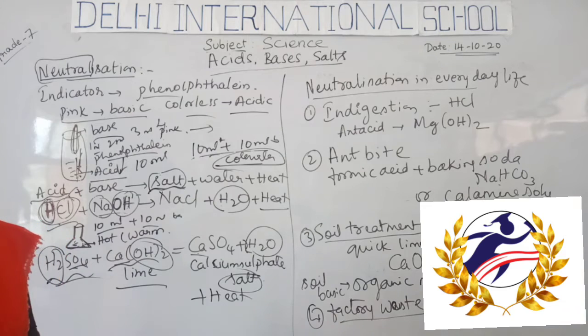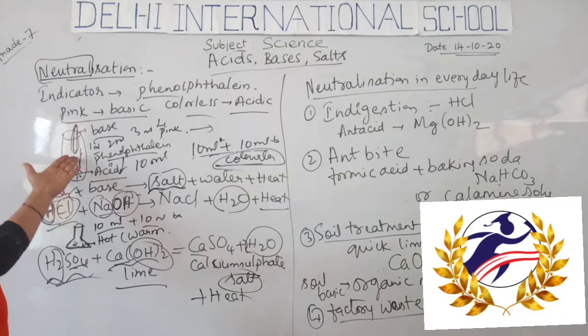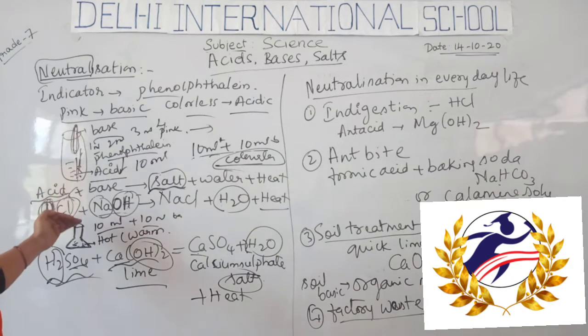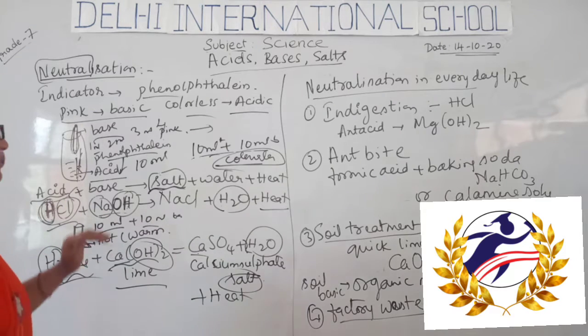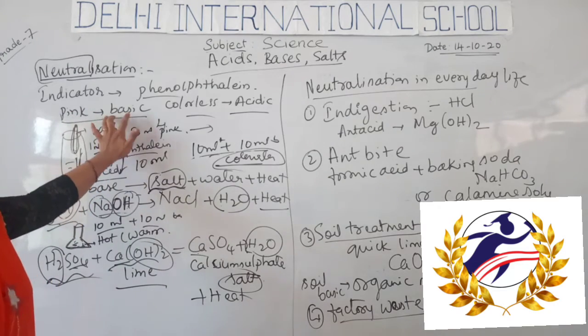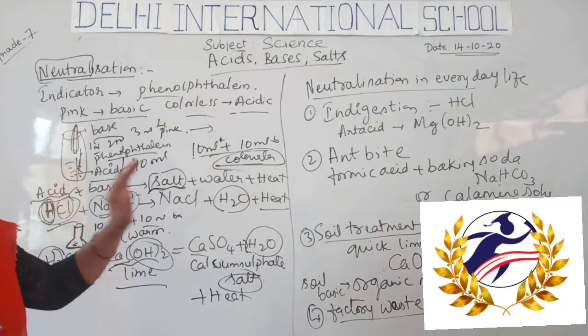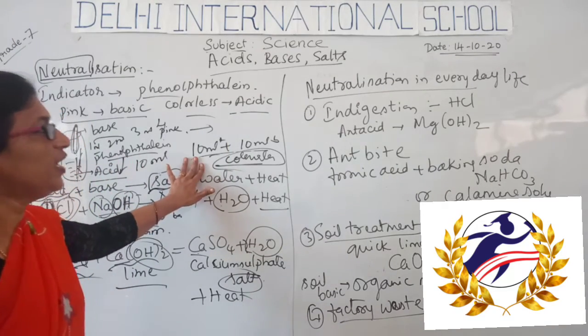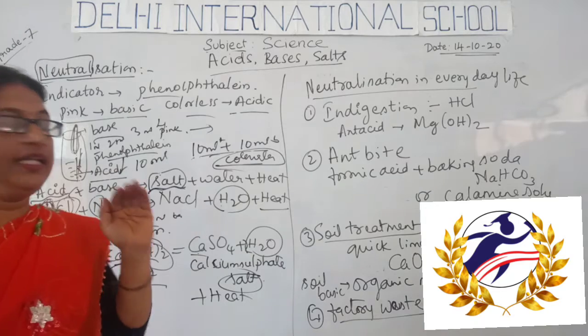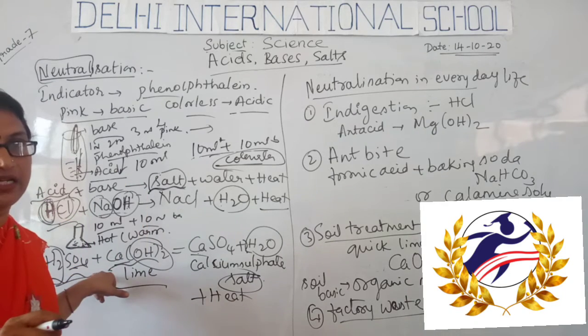As you go on adding more base, it again comes pink. So the property of the indicator is pink in basic solution, colorless in acidic solution, and when neutral, it is colorless also. So neutralization decreases the effect of one another.